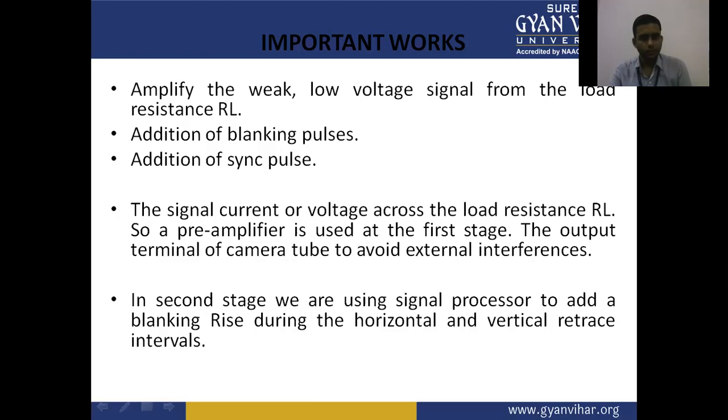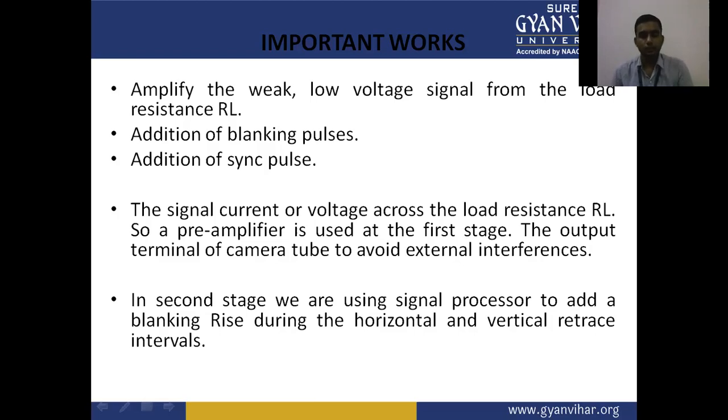So the weak signal is amplified by the amplifier, and we have the addition of blanking pulses and the addition of the sync pulses. The signal current or the voltage across the load resistance RL is small, so a pre-amplifier is used at this stage. Amplification is required at the output of the camera tube, at the output terminal of the camera tube, to avoid external interference.